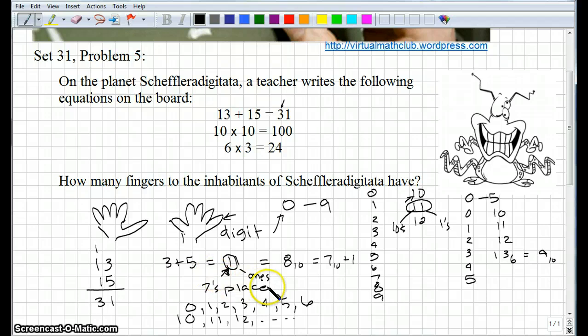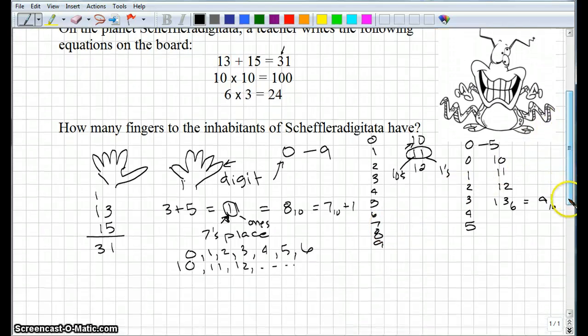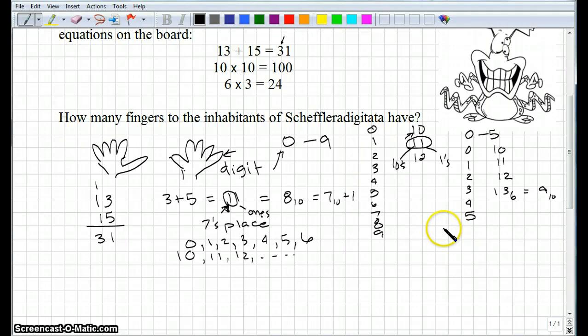Okay? Alright, so just based on that, it looks like they must have 7 fingers. Okay? They have 7 digits, so they must have 7 fingers if they count just like us otherwise. Alright, now we could take a look at these other problems. Okay, so we could look at 10 in base 7 would be what? It would be 7 in base 10, right? Right? Because in base 7, this means they had 1 7 and 0 1s.